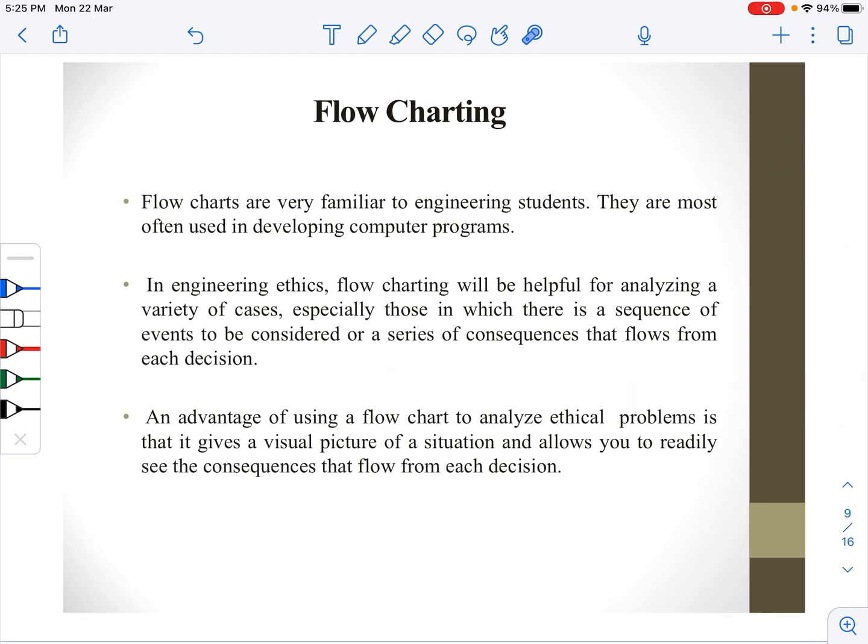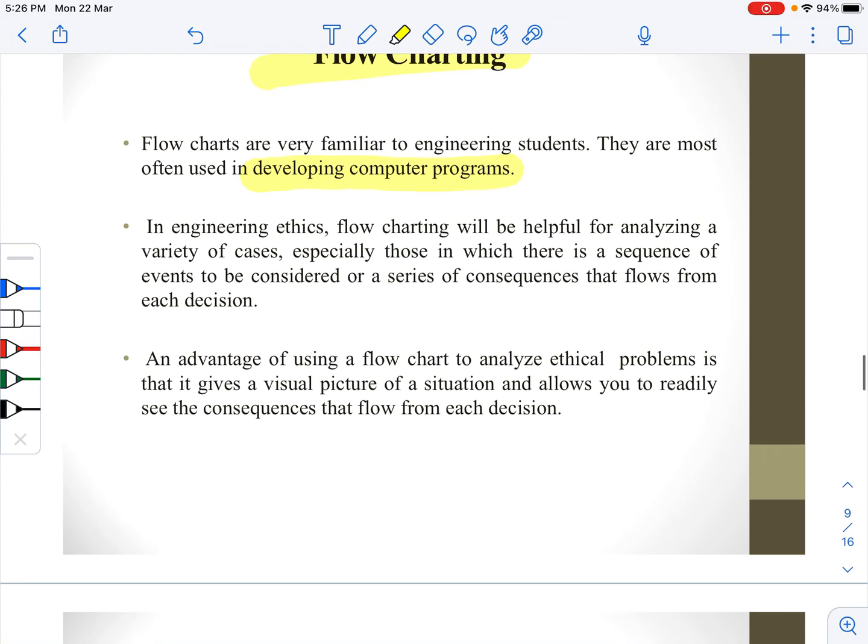And then next, so that's the first method. The second method is what we call flow charting, using a flowchart to justify which one is the best solution. The flow charting is maybe the most familiar for engineering students. Normally we use flowcharts for developing computer programs. In engineering ethics, a flowchart will be helpful for analyzing a variety of cases that have a sequence or a series of consequences.